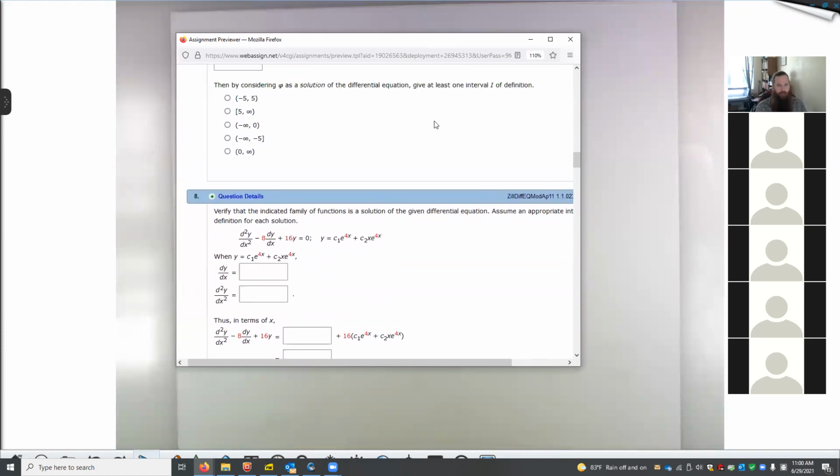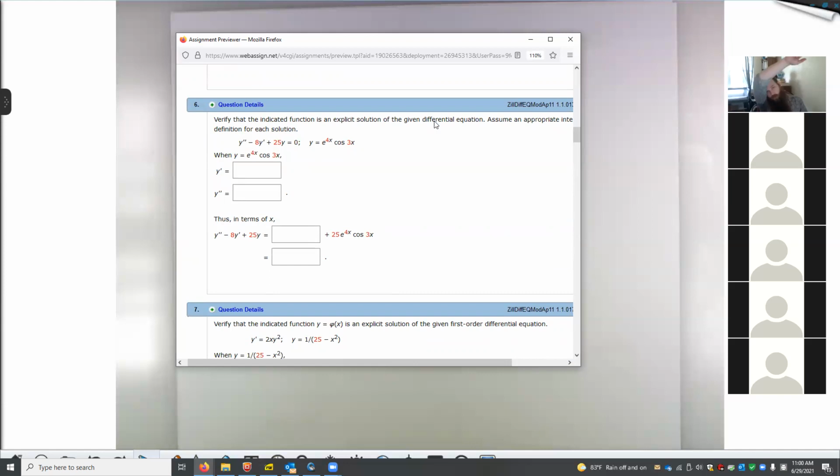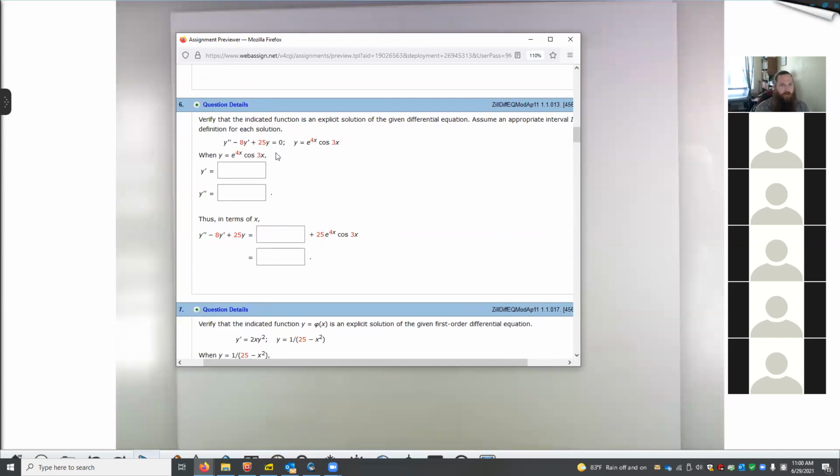I had a question on number 6. Number 6, okay. So we want to verify that the given function is an explicit solution of the differential equation. Assume an appropriate interval for the definition of each solution. So they give us a differential equation and they give us a function, and they want us to show that this function solves this differential equation.